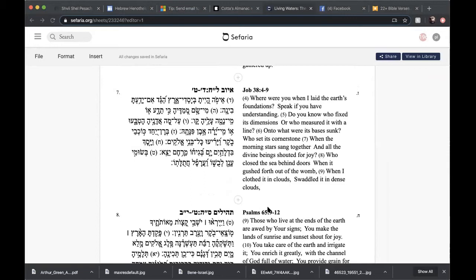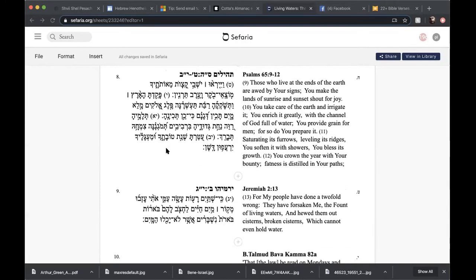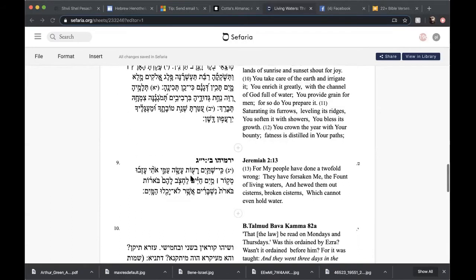So now, in source 7, Job says, were you there when I laid the earth's foundations? Speak if you have any understanding. Do you know who fixed its dimensions or who measured it with a line, or where the bases were sunk, or the cornerstones, or when the morning stars sang together and all the divine beings shouted for joy? Who closed the sea behind the doors when it gushed forth out of the womb, when it was clothed in clouds and swaddled in dense clouds? So that's this. You don't know the depths.